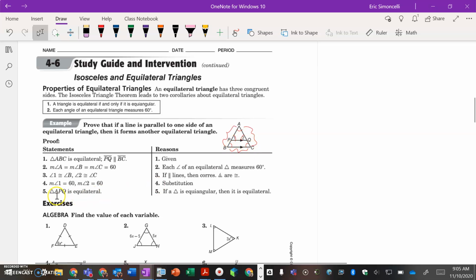And then last but not least, triangle APQ is equilateral, the smaller of the 2 triangles, because you have an angle of 60, another angle of 60, and yet again a third angle of 60. So not only is triangle ABC equiangular and therefore equilateral, triangle APQ is equiangular and also equilateral.